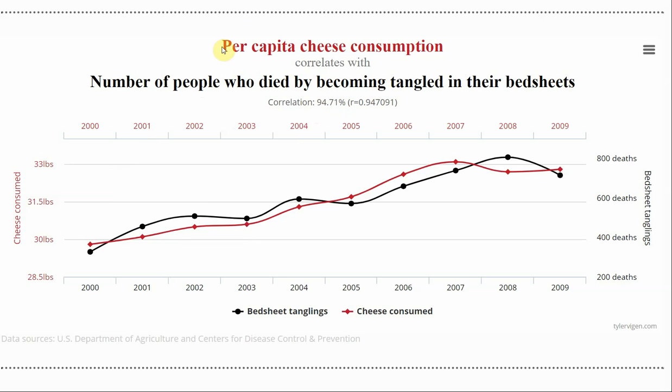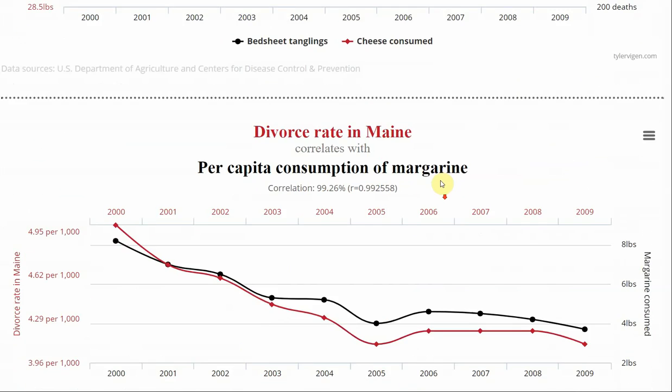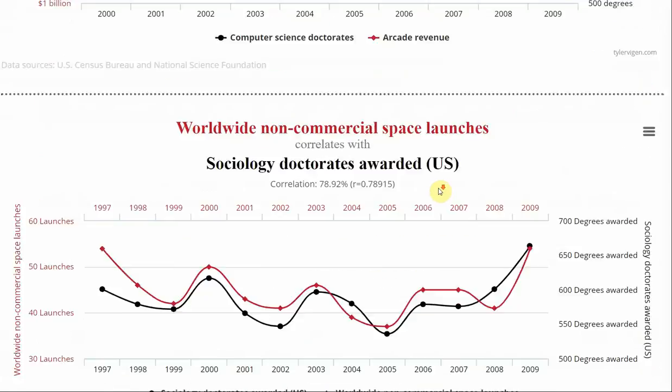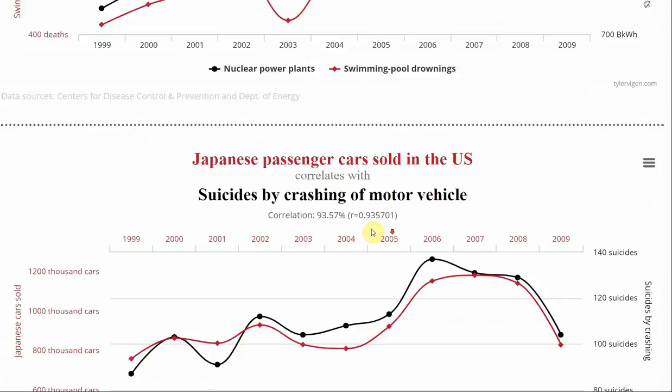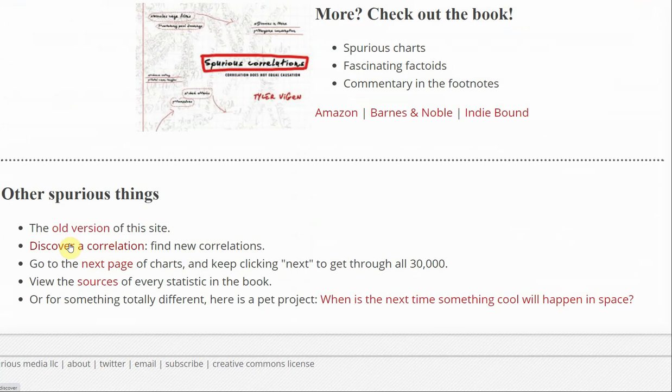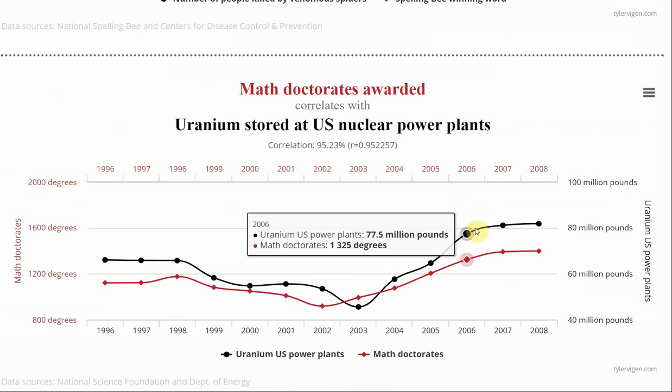So if you start eating more cheese, very likely that there's going to be someone else in the world who's going to get tangled in their bed sheets and not make it out. Obviously that's a load of bogus, but this is real data and they correlate at a 95% chance. So going back to this, I'll show you the website a bit more. You can scroll all the way down, there's loads, and you can actually search for your own, so discover a correlation. You can click on that and put two data things in there. They're all preloaded up.